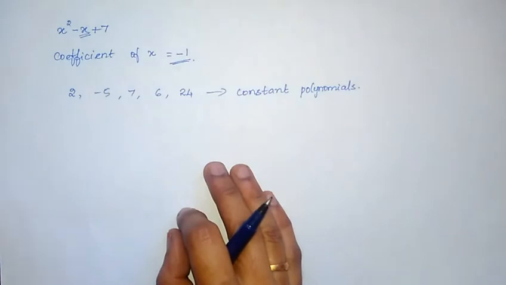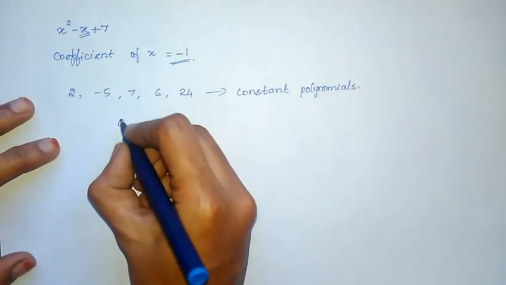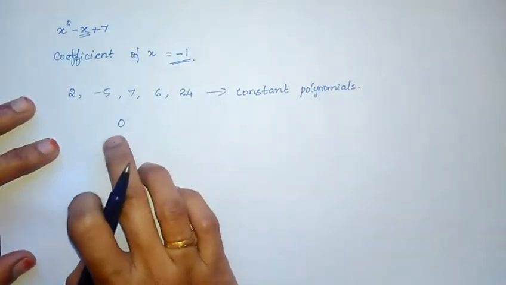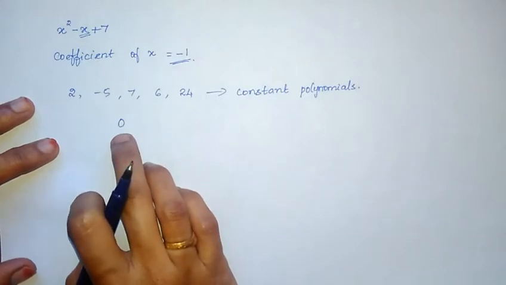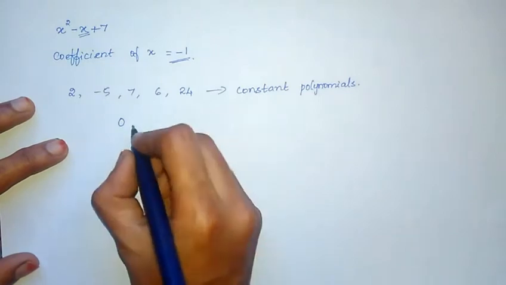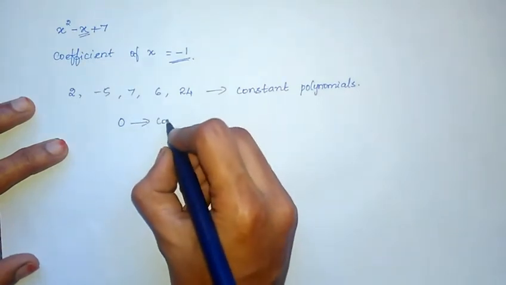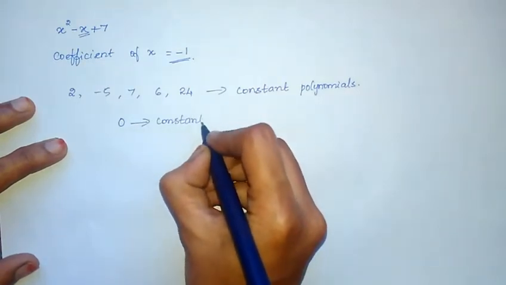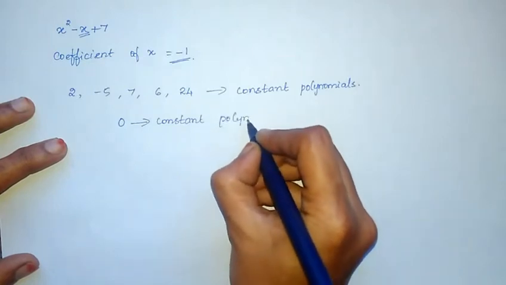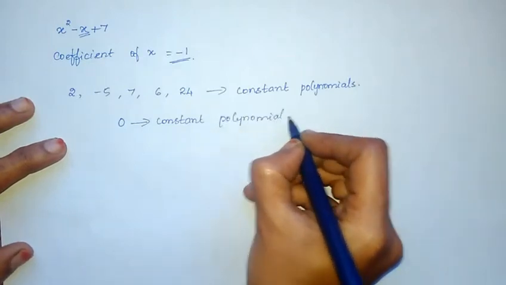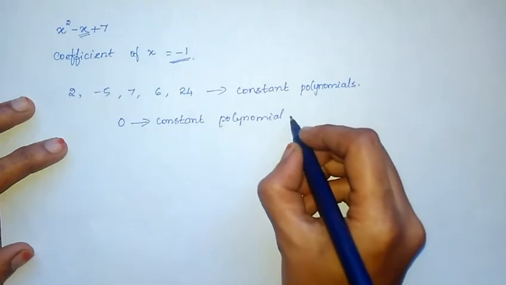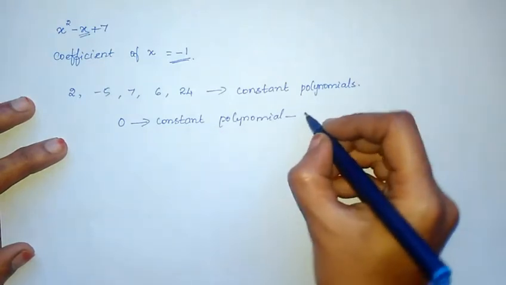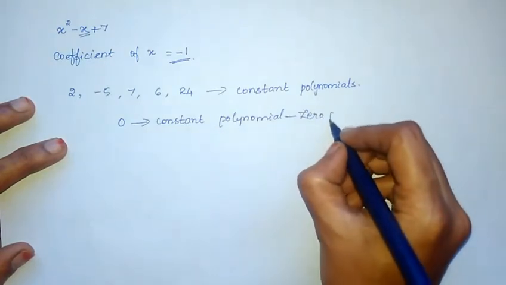One more thing. This is also a number, a constant number. This is also a polynomial. Its name is zero polynomial. This is a constant polynomial. It has a particular name, that is zero polynomial.